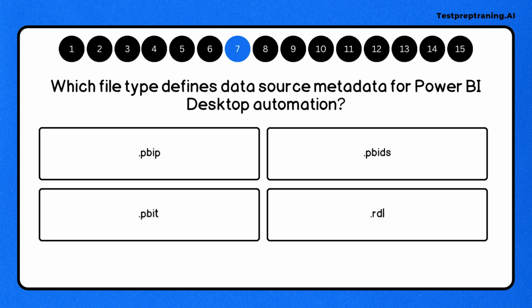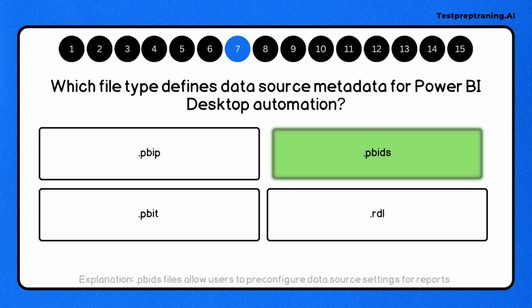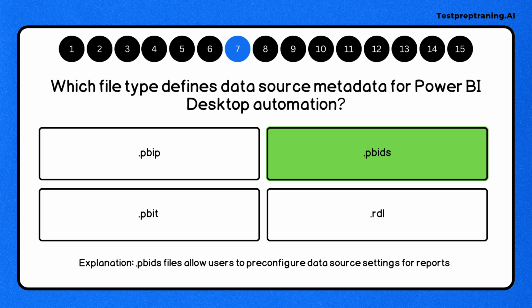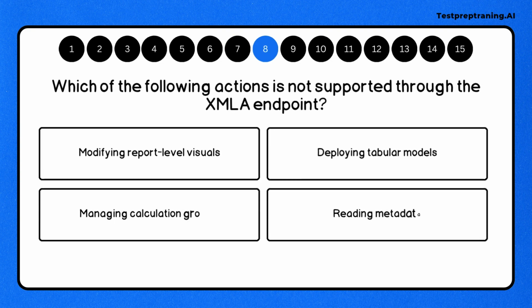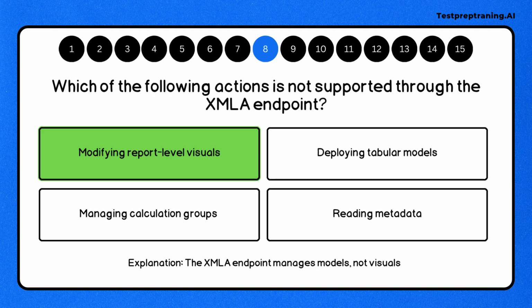Question 7. Which file type defines data source metadata for Power BI Desktop automation? Correct answer is .pbids, as .pbids files allow users to pre-configure data source settings for reports. Question 8. Which of the following actions is not supported through the XMLA endpoint? Correct answer is modifying report-level visuals, as the XMLA endpoint manages models, not visuals.